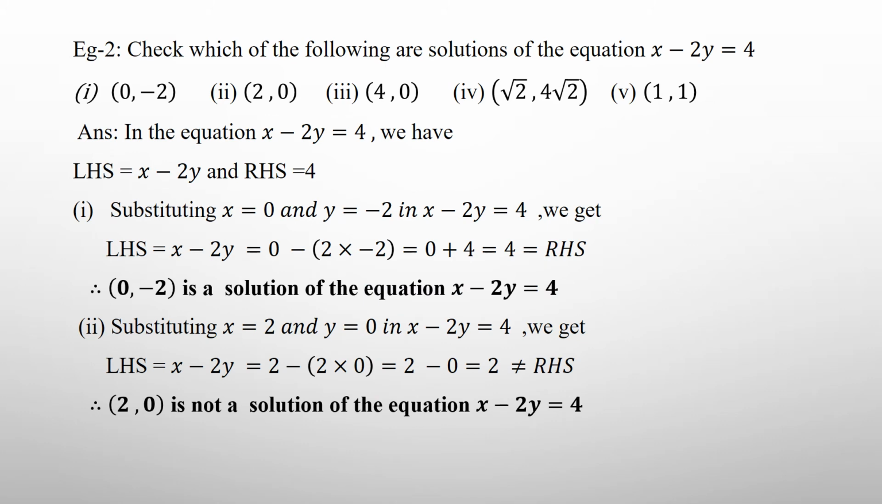Now, let us give 2, 0. That is, x equal to 2 and y equal to 0 is substituted in our equation x minus 2y equal to 4. Our LHS will be 2 minus 2 into 0, which is equal to 2 minus 0 equal to 2, which is not equal to our RHS. Therefore, 2, 0 is not a solution of the equation x minus 2y equal to 4.